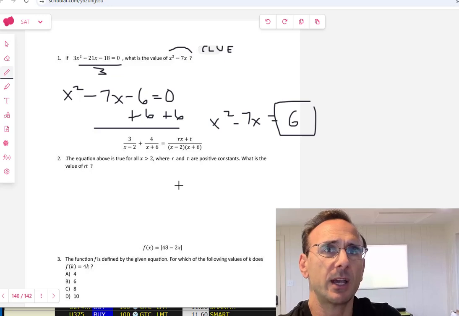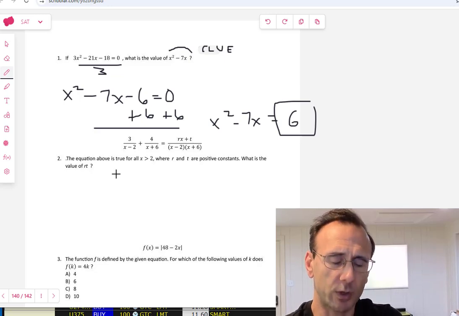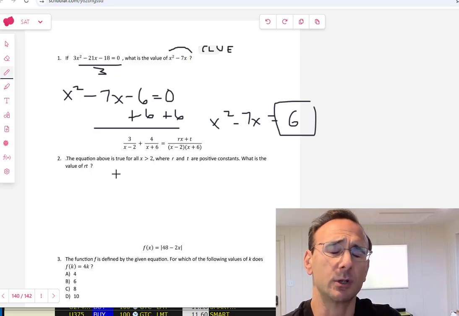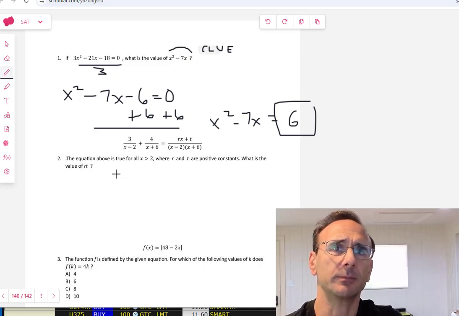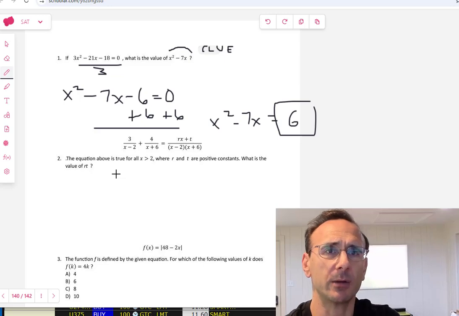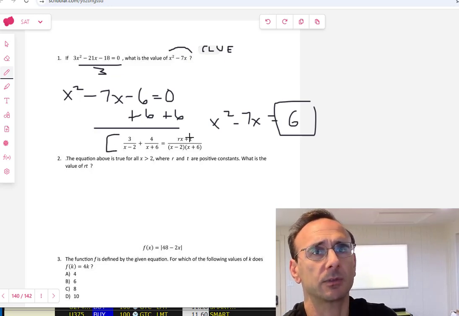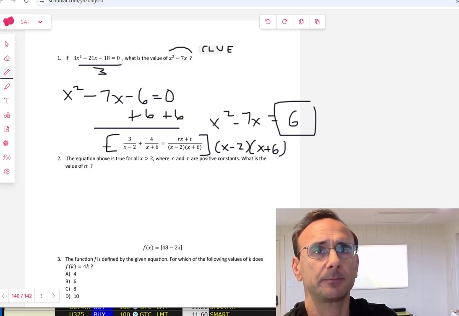Number 2, here's an equation. R and t are constants. What's the value of RT? First thing to notice is you have one equation for 3 unknowns, which means you can't solve with math. There's not enough info. And so this means at some point we are going to be comparing like terms. To clear out the fractions, we can times both sides by x minus 2, x plus 6. That'll make the right side nice and easy.